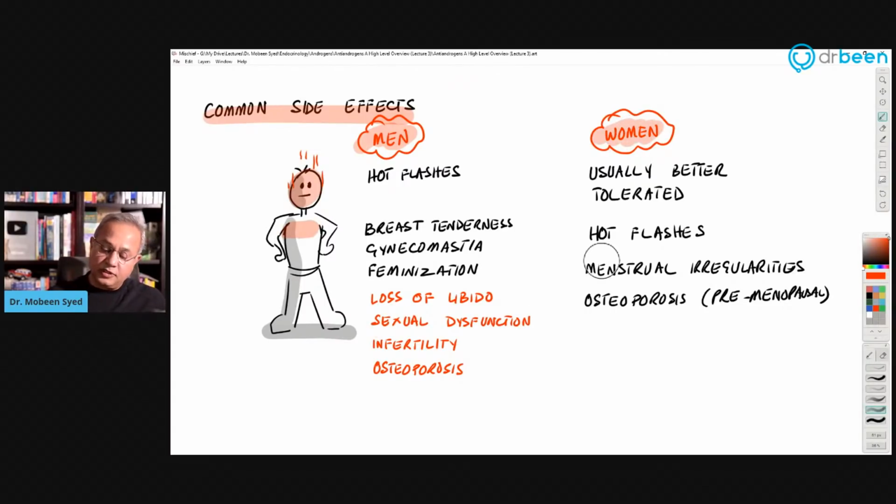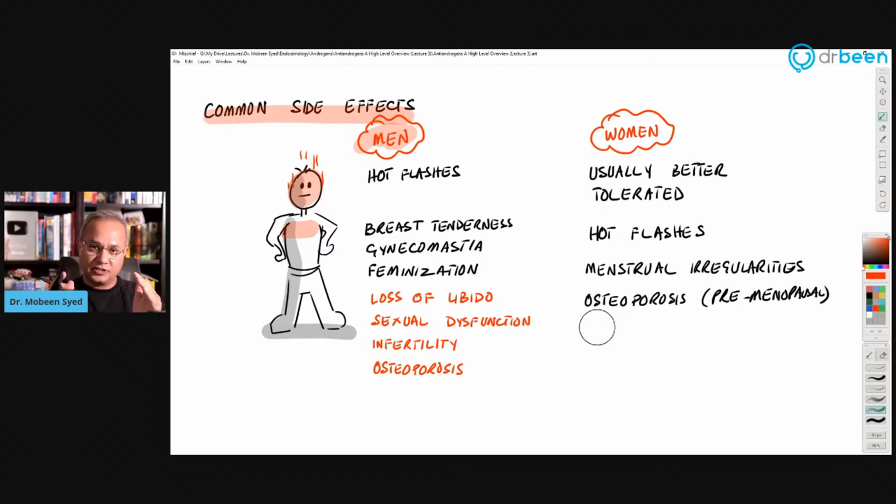Women usually tolerate anti-androgens better because they generally do not have masculinizing features. Because of that, if you block the androgens, they would not show a lot of side effects. However, they can still get hot flashes, they can get menstrual irregularities, and in premenopausal women, osteoporosis can start early on. So these are the general side effects. Again, they are not for every anti-androgenic drug, but generally when you are blocking androgens, this can happen. So this is the summary of it.